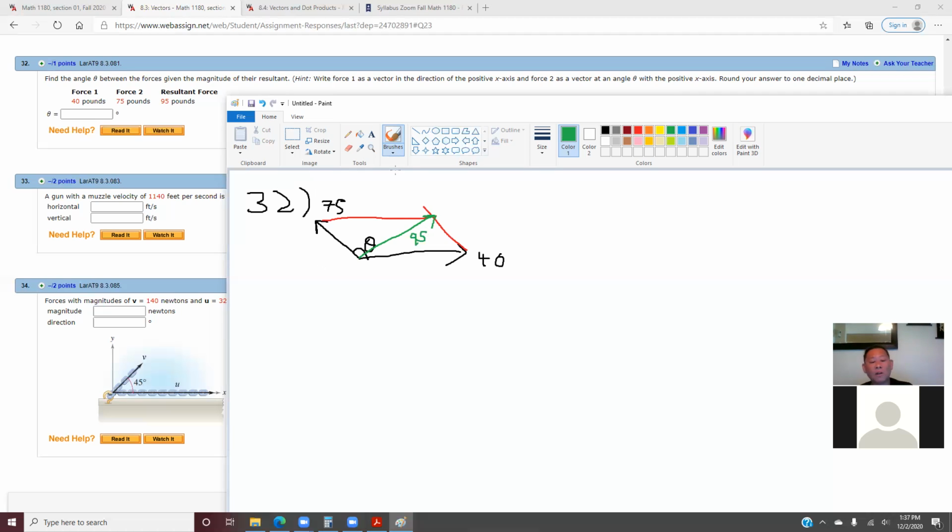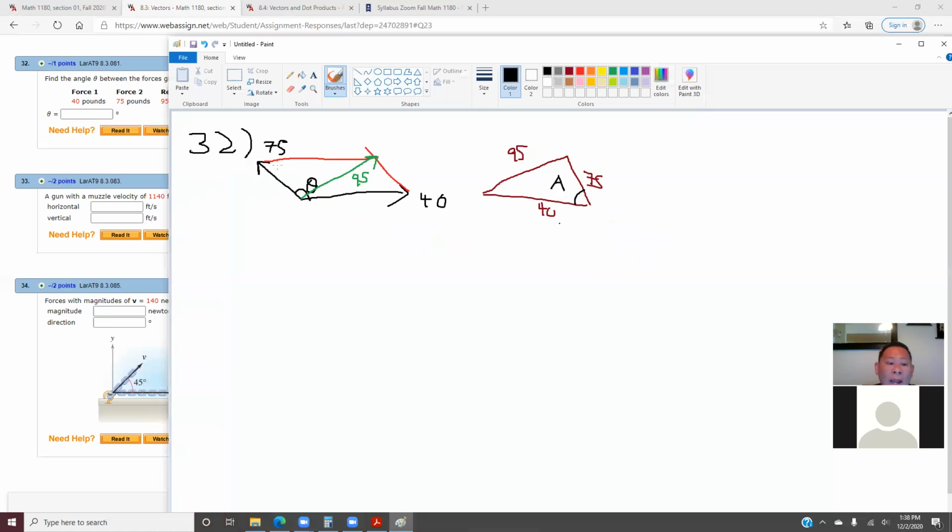So what we're going to do in this case is figure out this angle theta by using law of cosine. If you look at this, it is a triangle. It looks something like this. This is 95, this is 40, and this is 75, because it goes 75 this way and it's also 75 the other way. So we're going to find angle A first using law of cosine. And once you find angle A, we can find angle theta by taking 180 minus angle A, because angle A and theta add up to 180 degrees.